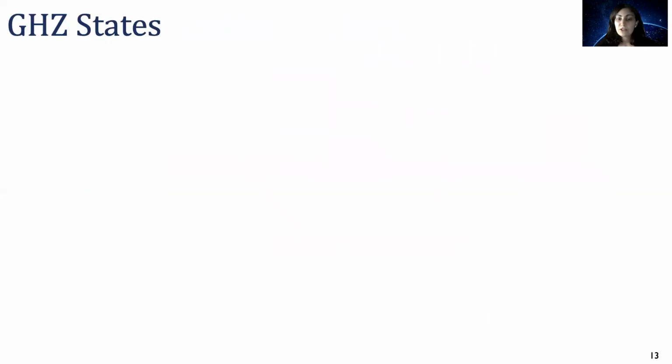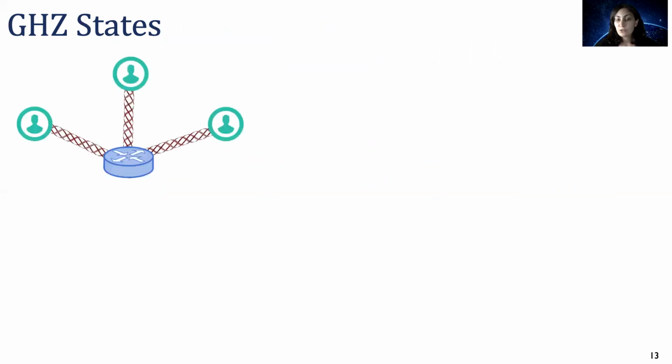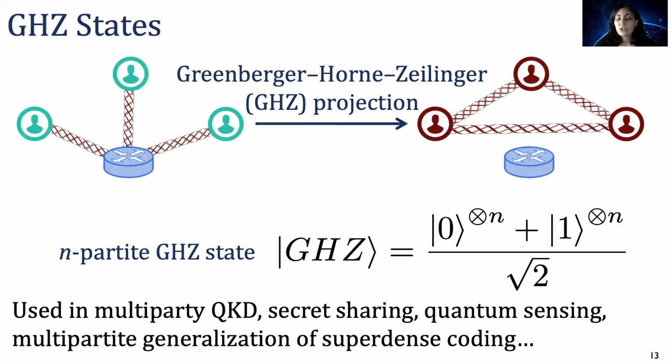In previous slides, we saw that a quantum repeater can connect two Bell pairs into a longer distance Bell pair. But this operation can be generalized to entangle more than two users. For instance, a GHZ projective measurement can be performed to entangle 3 or more users and generate an N-partite GHZ state, where N is the number of qubits. These states have many uses, which include multiparty quantum key distribution, quantum secret sharing, quantum sensing, and multipartite generalization of superdense coding. N-partite GHZ states are the focus of our work.